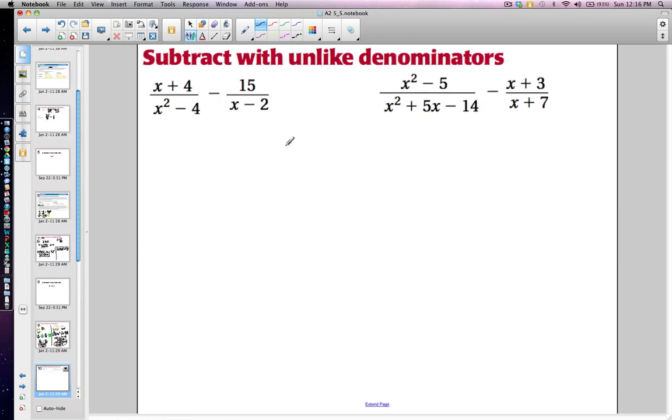Okay, a couple more examples. Difference of two squares. This is x plus 2 times x minus 2. Sorry, x minus 2. So I'm going to use both of these, but I don't need to use that one. I already have. So again, this numerator stays the same.